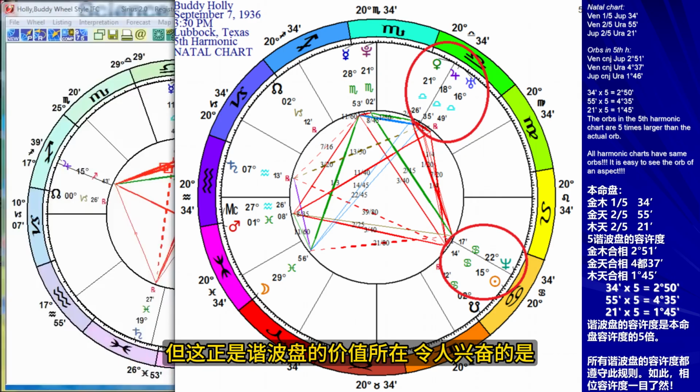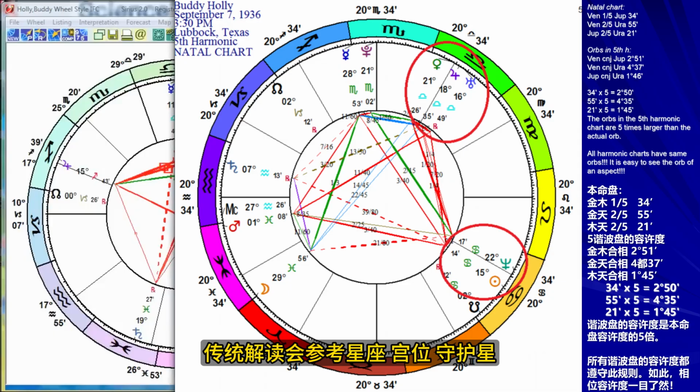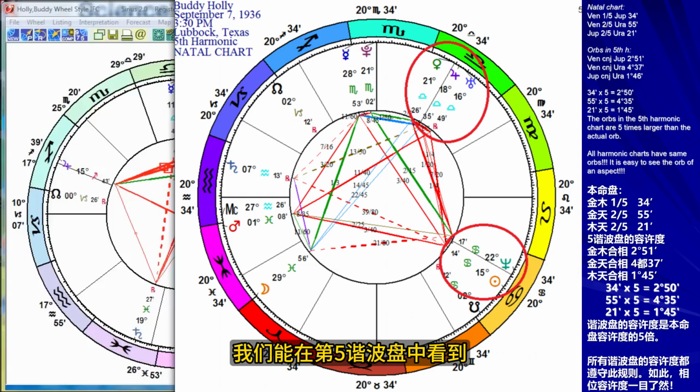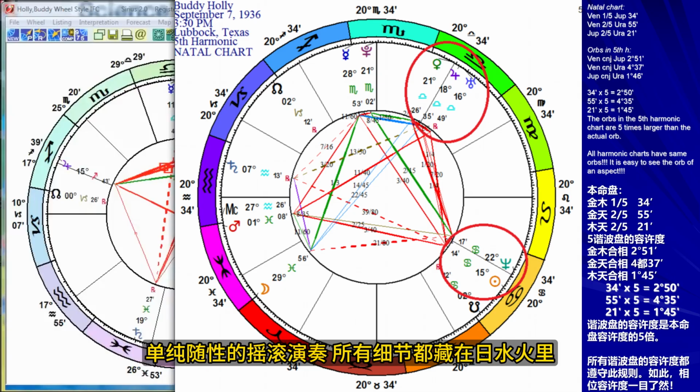But that's what the harmonic chart does. And what's really exciting about this is that I believe that this is Buddy Holly. I believe that we discovered Buddy Holly. We can look at the signs, we can look at the houses, we can look at the rulerships, but we're not going to find his infectious, funny voice where he changes tone quality and makes it thin, and then he does what's called the hiccups. The guy is a lot of fun, and we see it in this Venus, Jupiter, Uranus. We see the drive, we see the emphasis on the 5th harmonic. We even see that he's doing more than just rocking out with the Sun, Mercury, Mars. All the details are there.